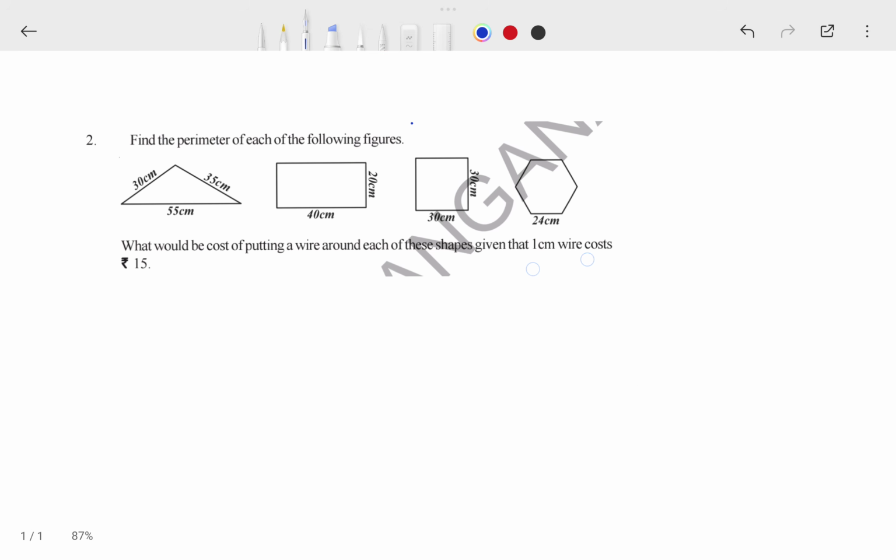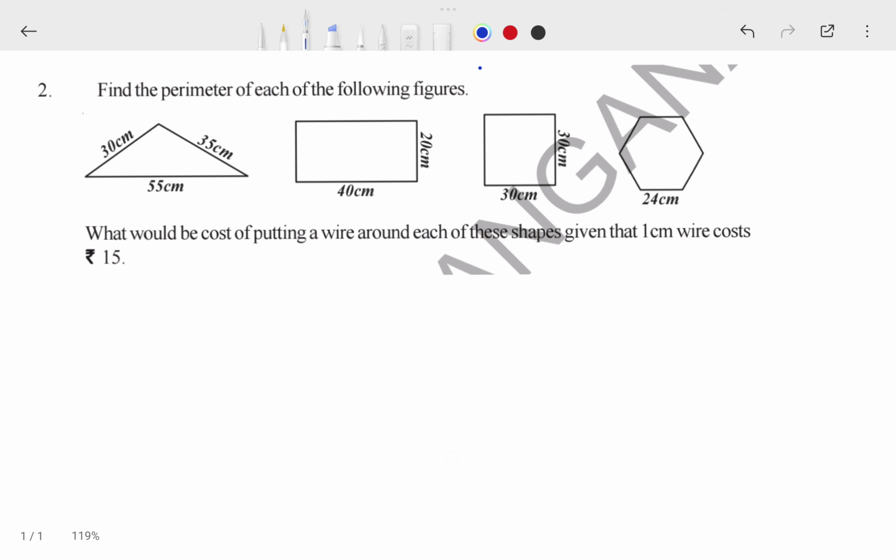So let's talk about the second question. Let's understand what this question is telling: find the perimeter of each of the flags. Perimeter means we have to just add the boundaries. The addition of the boundary is the only perimeter. Whatever boundary you are looking at, you just have to add this one, this one, this one. Perimeter means the sum of the boundary, and that is our perimeter.